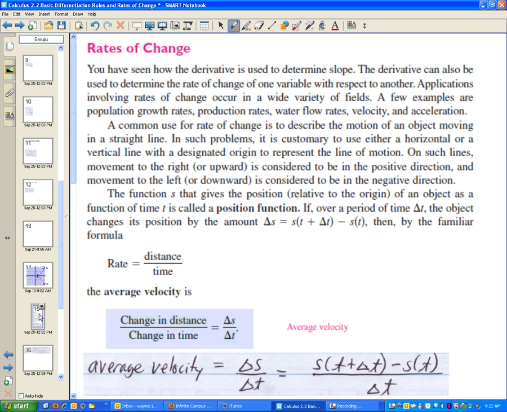All right, the function s that gives the position relative to the origin of an object as a function of time is called a position function.